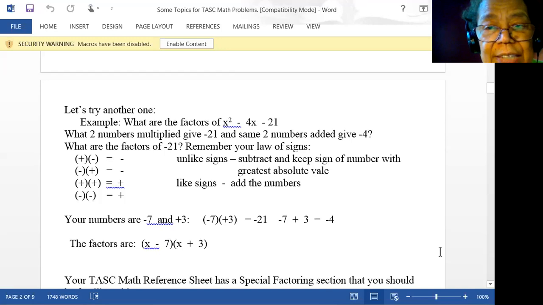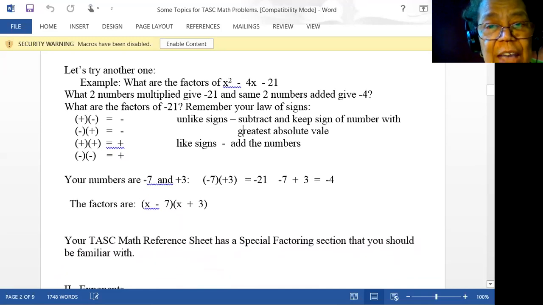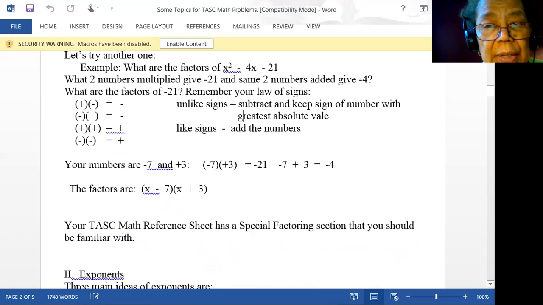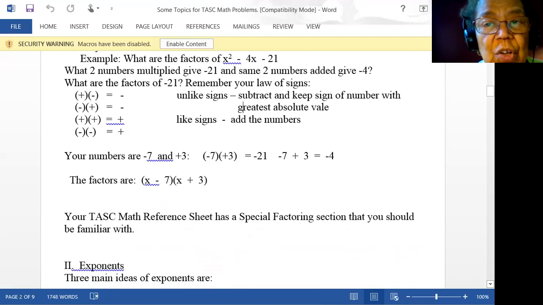Now, on your task reference sheet that I want you to look at, it has a special factoring section that you should be familiar with. So look at that section and then plug some numbers in and try it, all right? Now, as always, if you have any questions on anything that we go over and you need further explanation, you can call and we can go one-on-one and explain it even further.